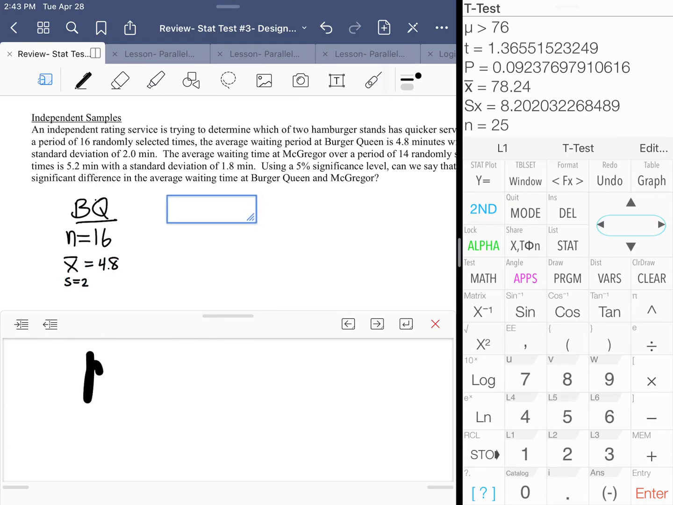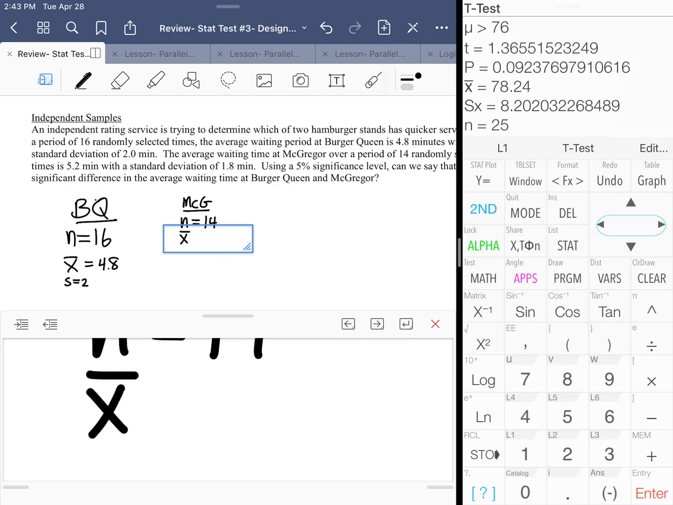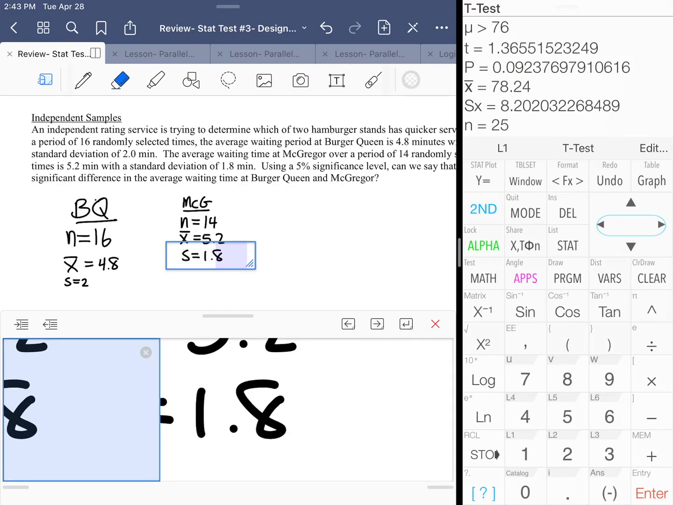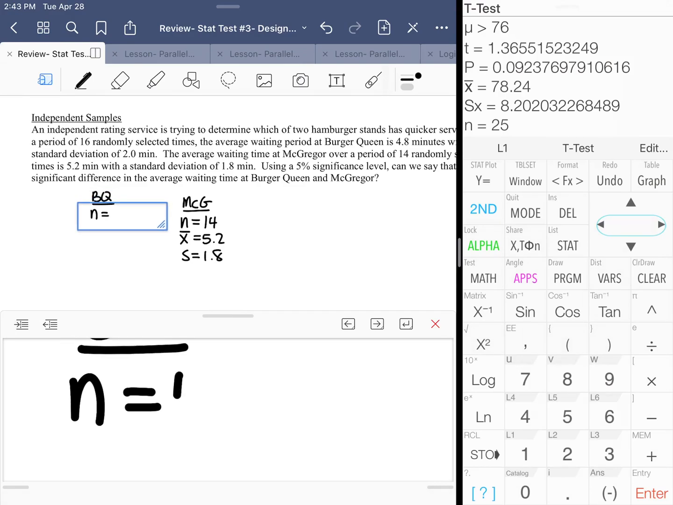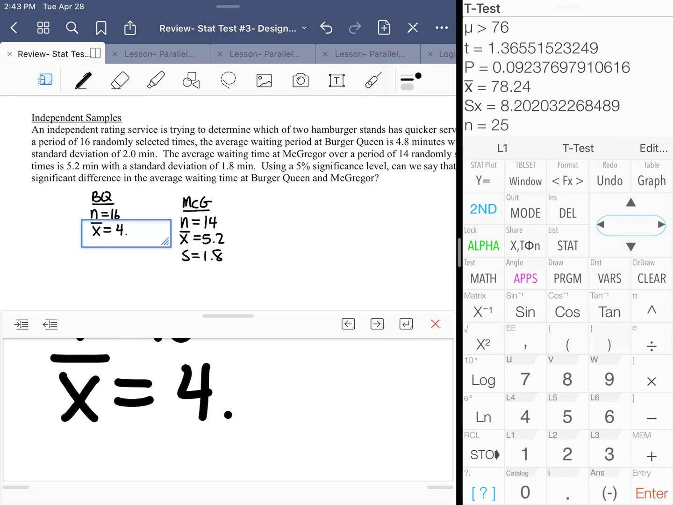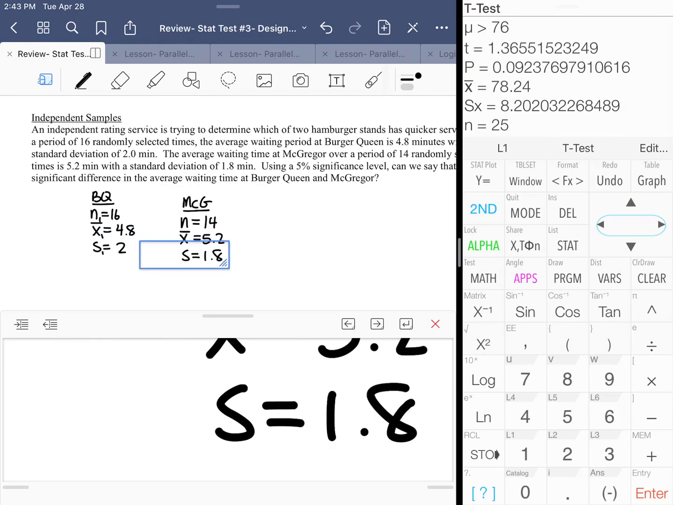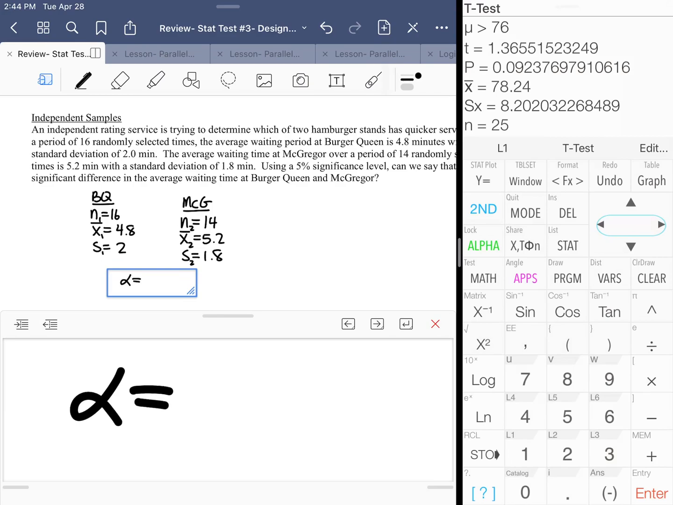Let me just get my writing thing. My pen's starting to die, so here we are. With a standard deviation of 2. And then we go to Mickey G's. 14 times with a mean of 5.2 and a standard deviation of 1.8. The writing here is bothering me, so I need to make it a little more legible. So this all came from the first set of information, and this came from the second. So we have all the information that they were willing to give us.